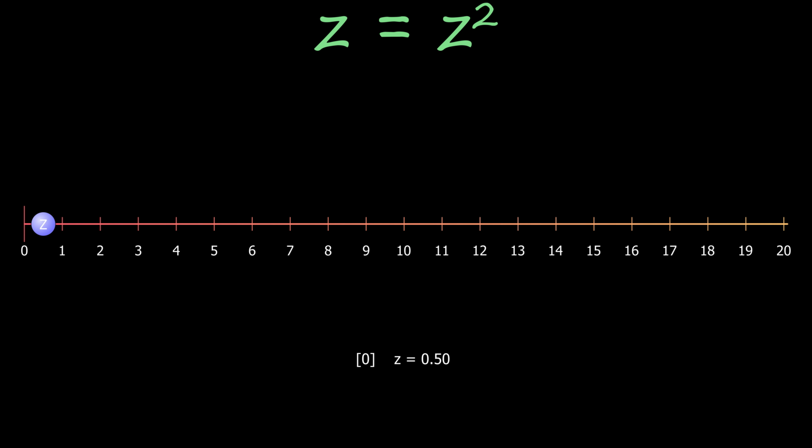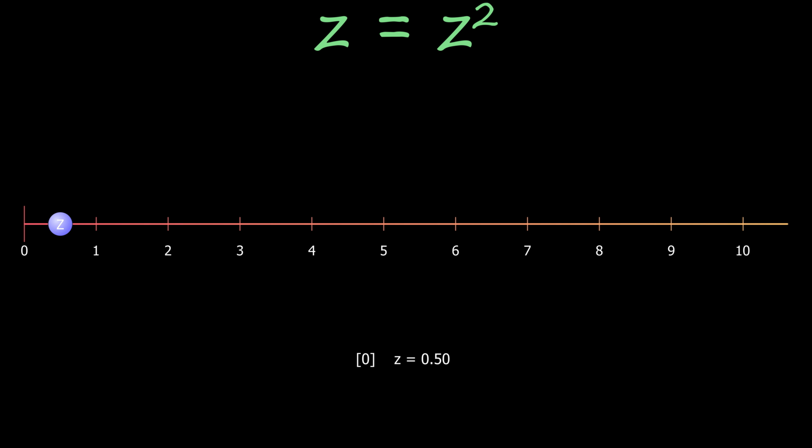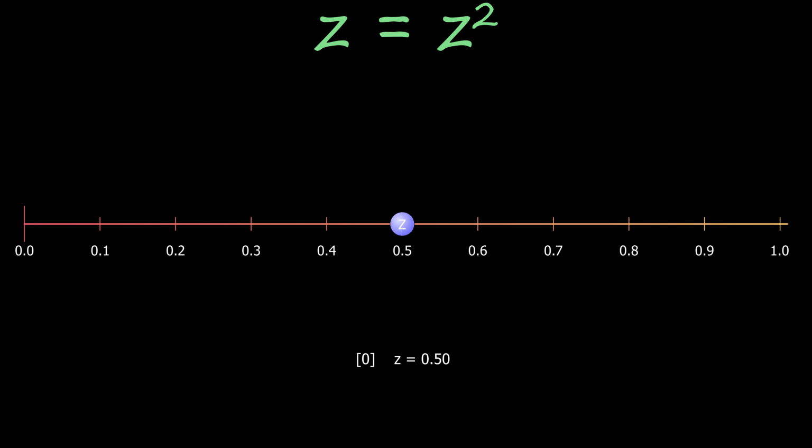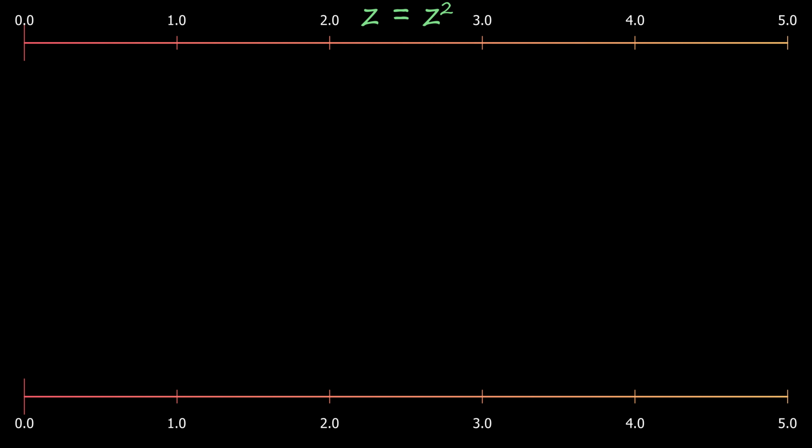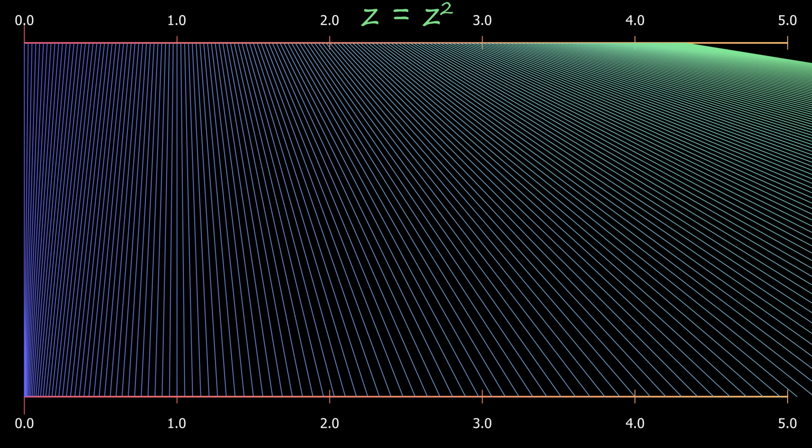Conversely, if we start at the value of 0.5, z gets smaller and smaller and quickly approaches 0. Now let's adjust our graphics so we can see where all the values of z go over time. The top line is the starting value of z, the bottom line is the value of z after one iteration. I can then add more iterations.